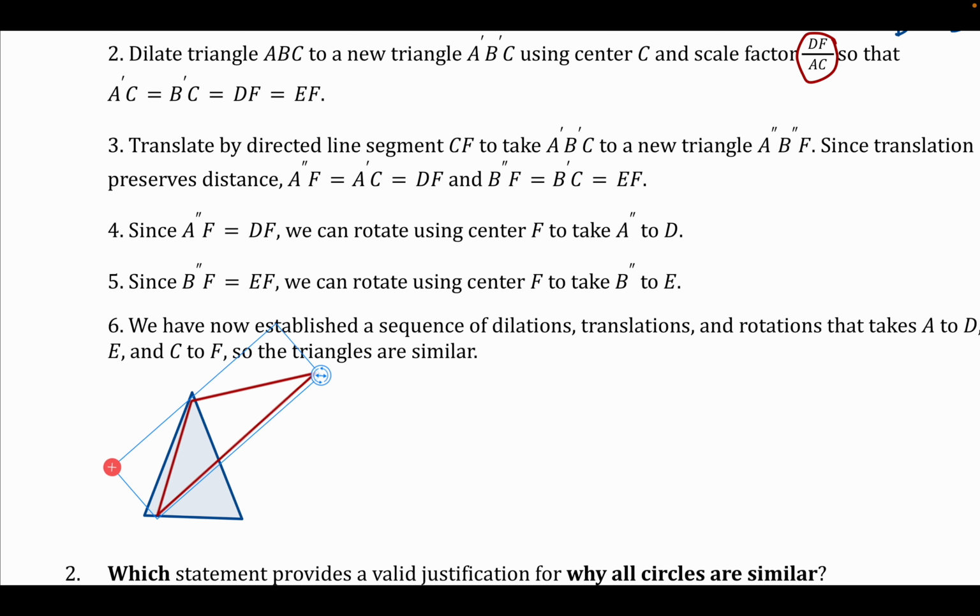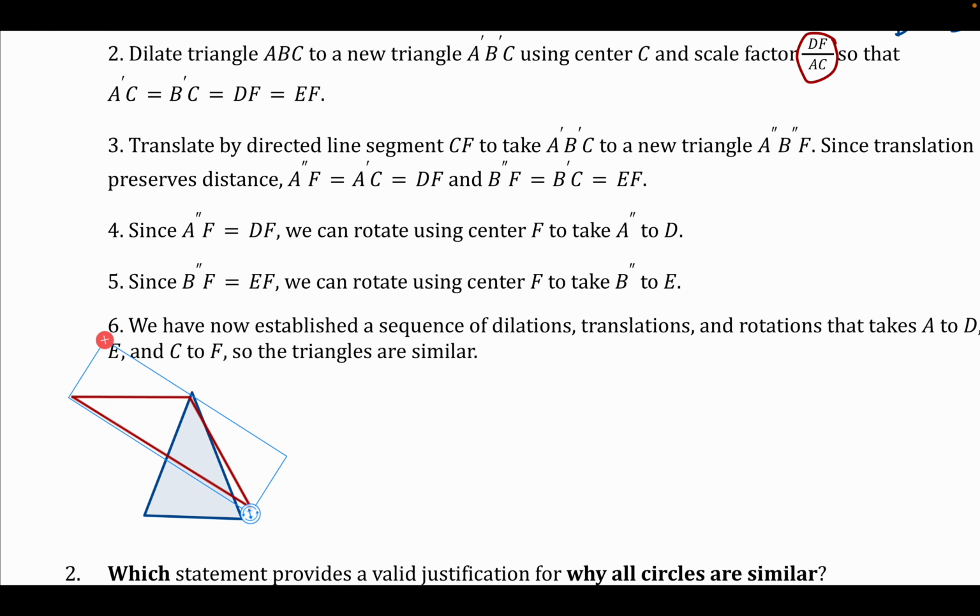So that's nice. But when I rotate it a second time, so this would maybe be after our first rotation where we take A to D, because that is the bottom left corner of each triangle. And now, once we rotate to take B over to E, or B double prime over to E, the result would look like this.